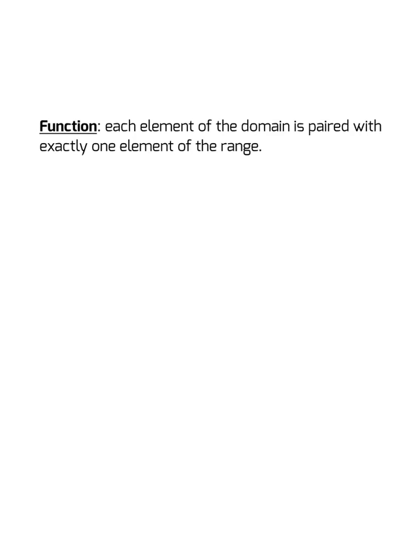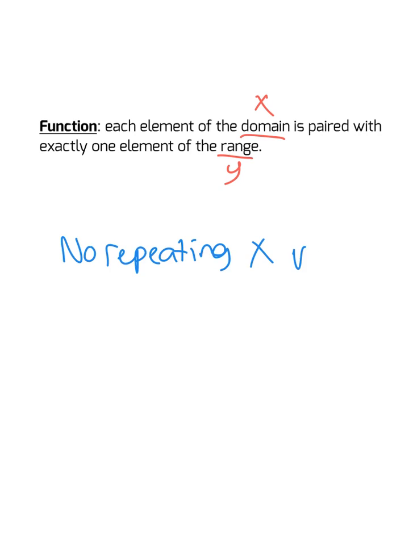So the definition of a function is each element of the domain is paired with exactly one element of the range. And so I want to remind you that the domain are your x values and the range is your y values. In just a little bit simpler terms, the way to think about this is no repeating x values. So if no x's repeat in your relation, then it's definitely a function.